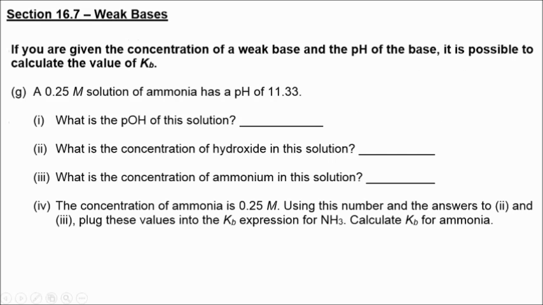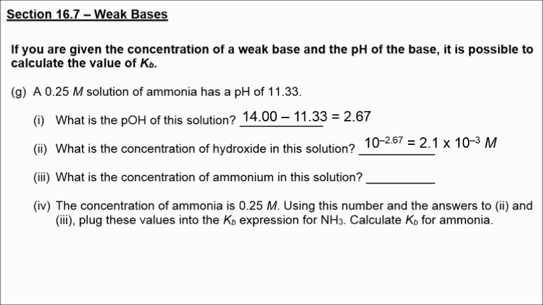Now earlier we have already calculated the Ka when we were given the concentration of the acid and the pH. Here we're given the concentration of a weak base and the pH, and it's possible to calculate the value of Kb. So we're given that there is a 0.25 molar solution of ammonia. We're given that the pH is 11.33. The pOH is 14 minus 11.33, or 2.67. The concentration of hydroxide would be 10 to the minus 2.67, and that works out to be 2.1 times 10 to the negative 3 moles per liter.